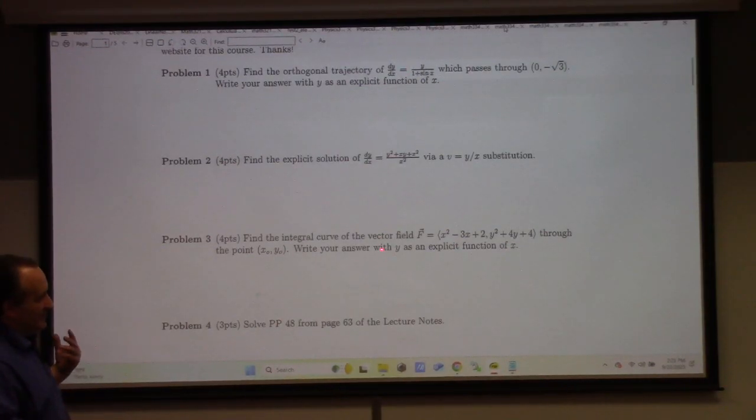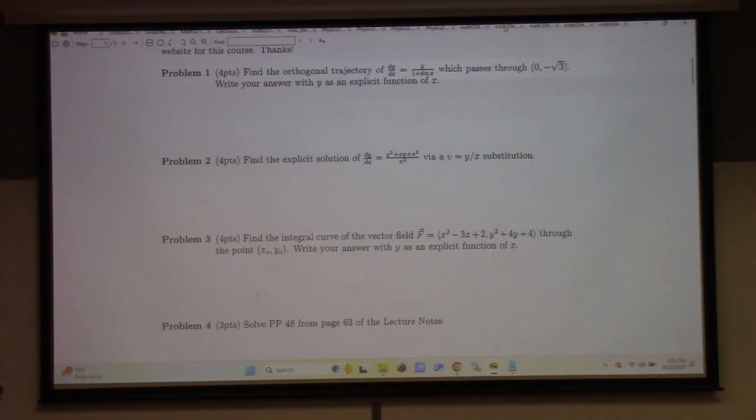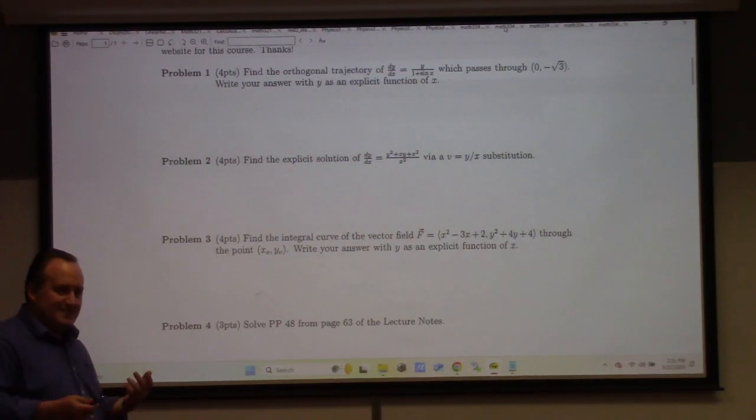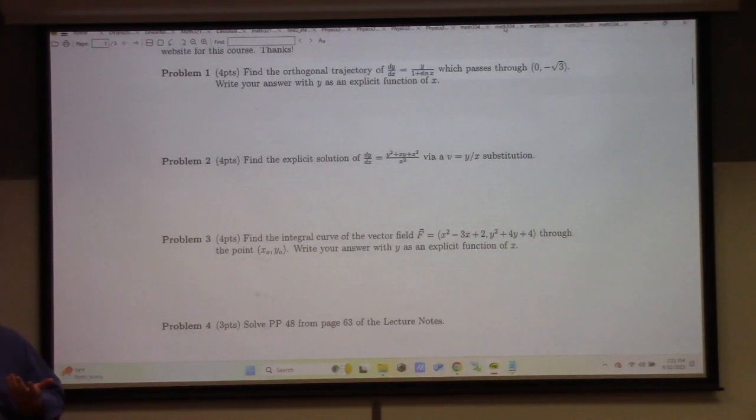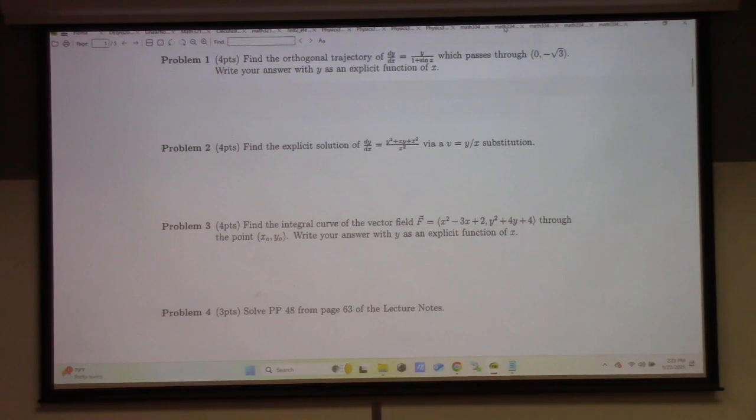If I ask you to find an integral curve of a given vector field, you should know how to do that. If I ask you to solve a retarded spring problem, that's what they're called, right? It's a spring with friction, a retarding force. So the retarded spring problem you should be ready for.